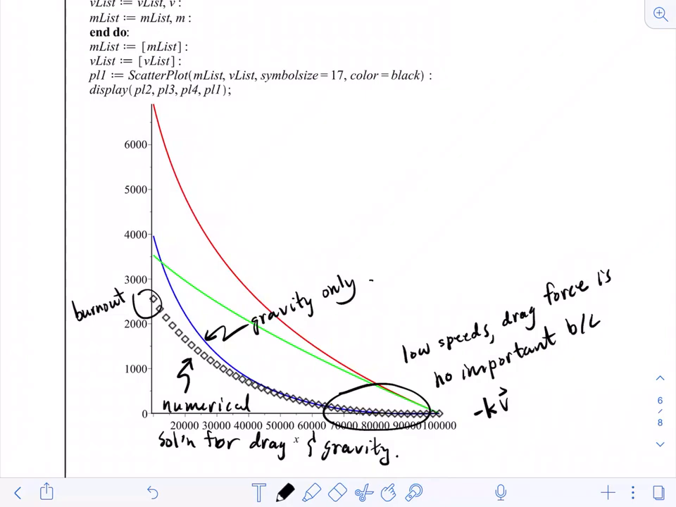Once we reach a high enough speed, somewhere above this point, then drag starts to become important, and the speed of our rocket slows down compared to what it would have been with only gravity. So this is really where the effect of drag becomes important.